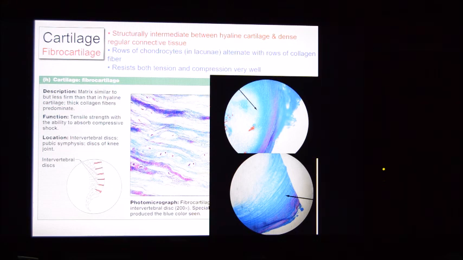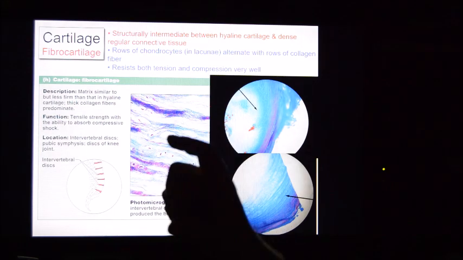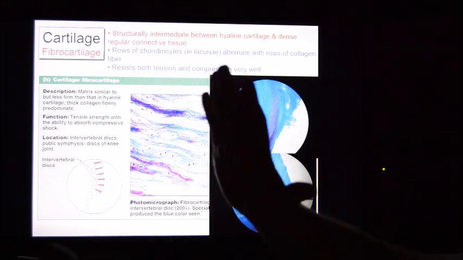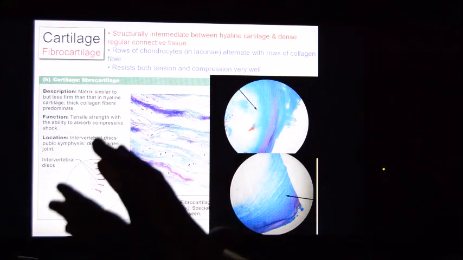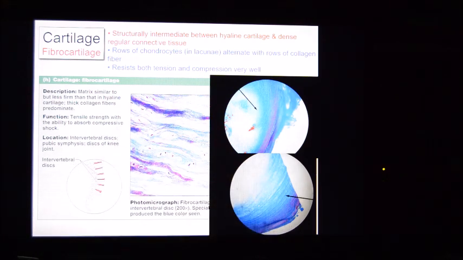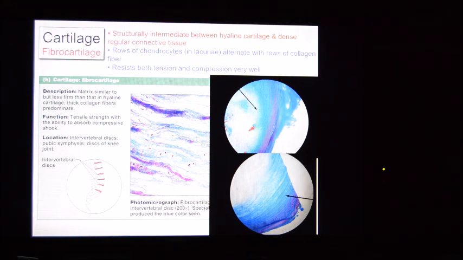The way I describe this to people is imagine if you had a racquetball, which is quite squishy. If you take that racquetball and just put a few rings of duct tape around the outside, you could compress it and it would be springy. But once you compress it to a degree, it goes no further because the duct tape will get very tight and it wouldn't allow further expansion. That's how fiber cartilage behaves. That's what makes this so good in our intervertebral discs.